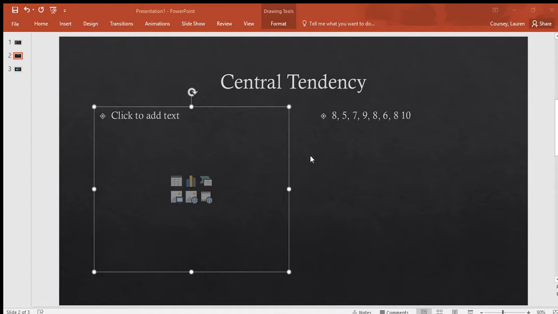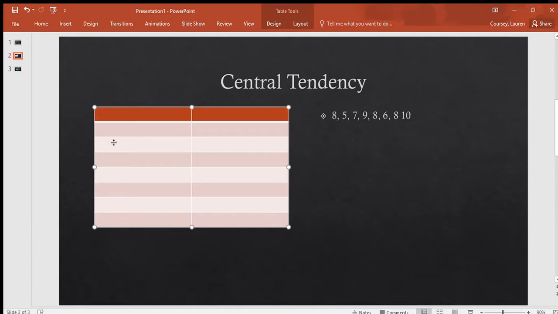I want for now 2 columns and let's do 8 rows. All right, so I have my frequency table. I need to identify what these columns are. In the first column, this will be my variable scores, or my x. And then for my second column here on the right, this will be my frequency of each of these values of x.